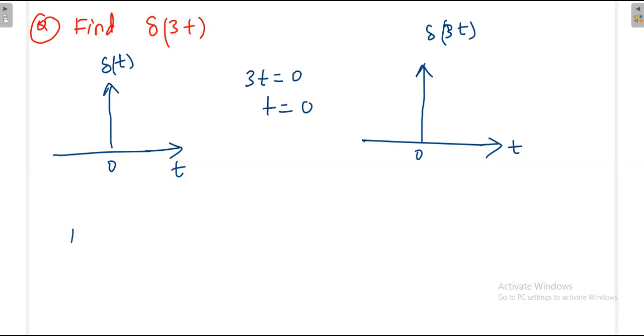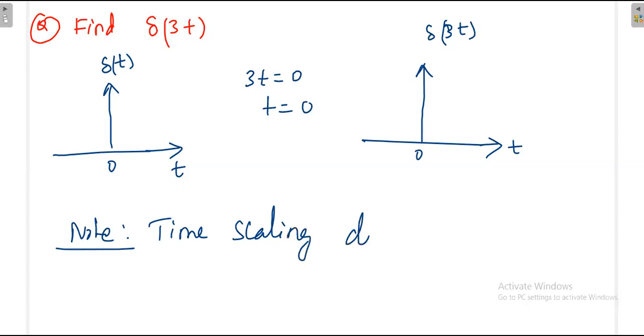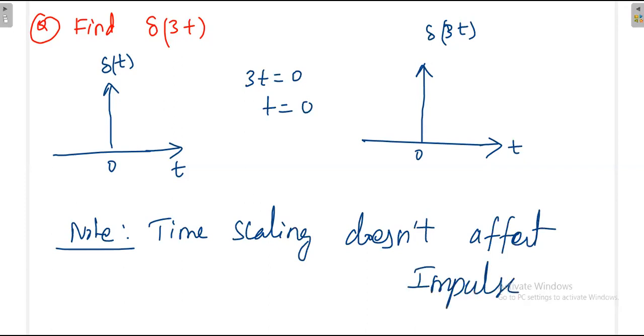So time scaling does not affect impulse signal. Then we'll see one more example.